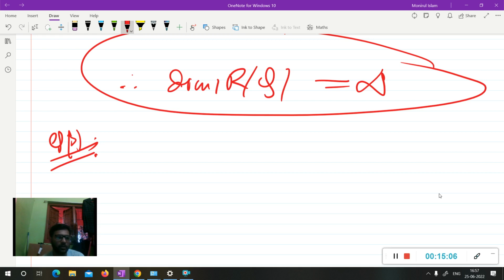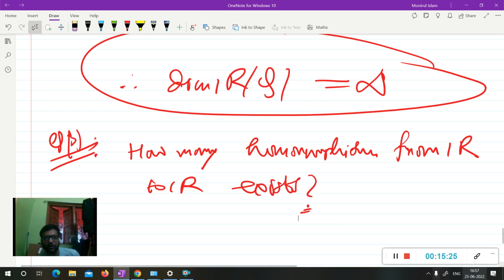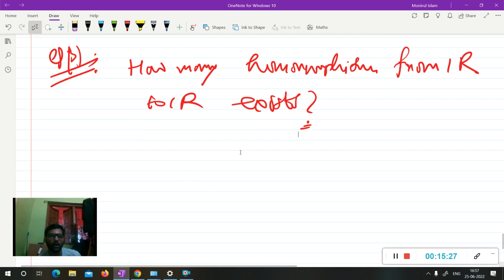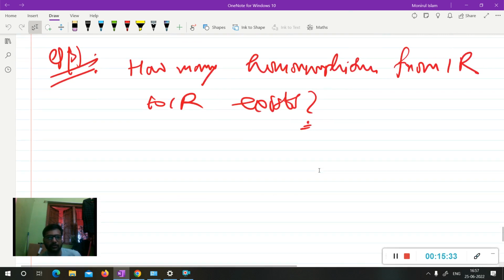It's a very simple, very important and interesting question. Can you say how many homomorphisms from the set of real numbers R to R exist? From second order to second order, how many linear transforms, or how many homomorphisms, can we say exist? Okay, how many? What is the number? Can you tell me?